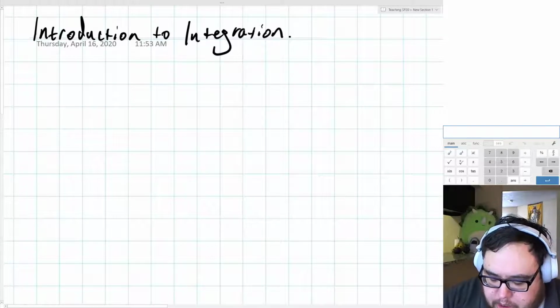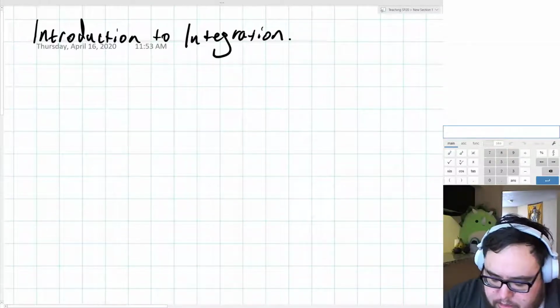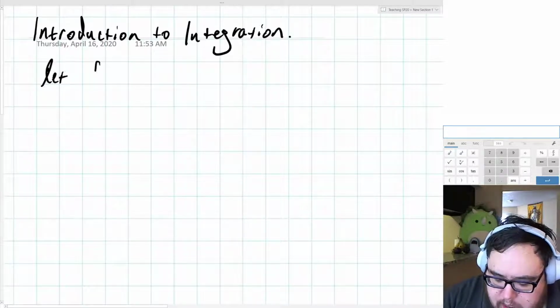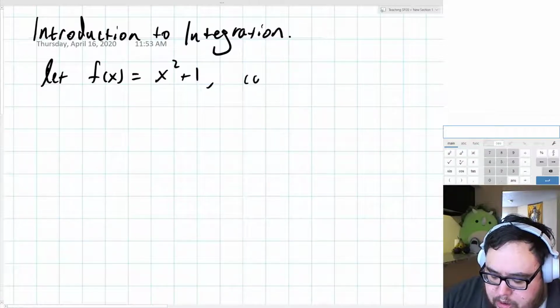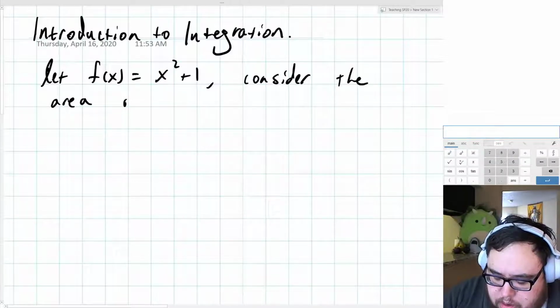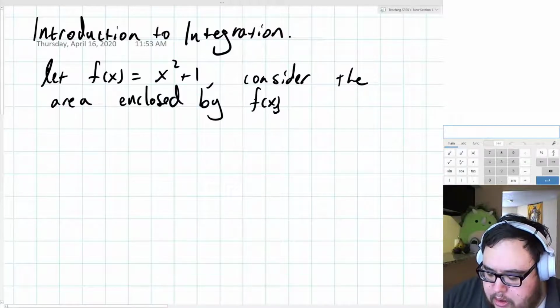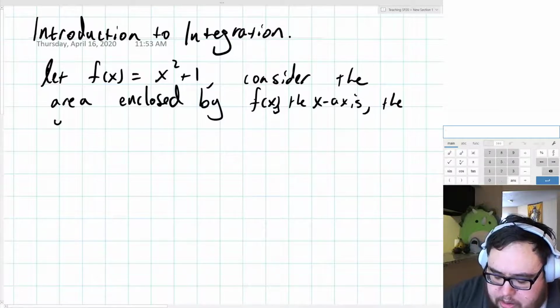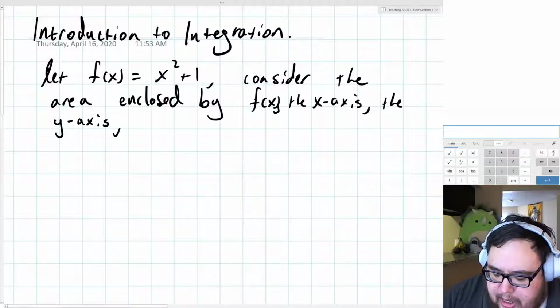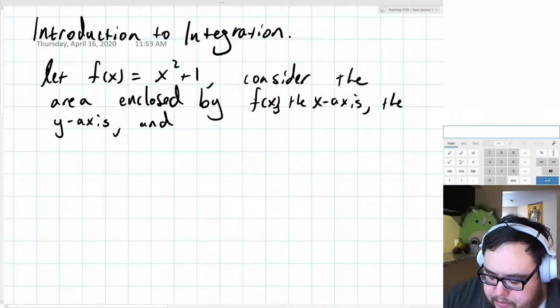So let f of x equal x squared plus 1 and consider the area enclosed by f of x, the x-axis, the y-axis, and the vertical line x equals 2.